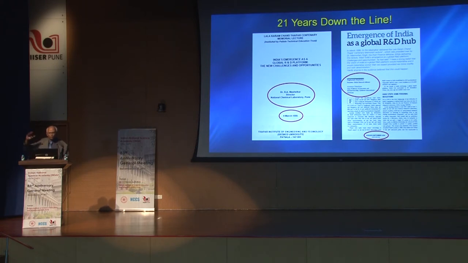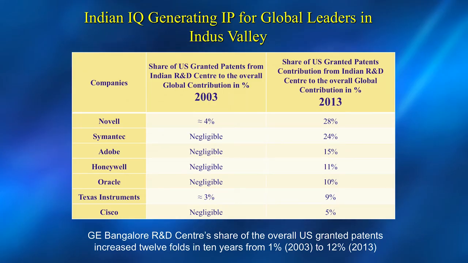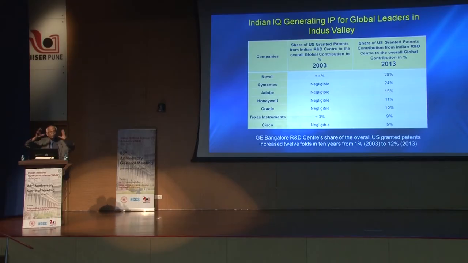There are 1,115 R&D centers here, some employing even 20,000. 360,000 scientists, engineers, and technologists are working here. Creating what? You can see here the number of US patents that are created, how they have increased. Novell 28%, Symantec 24%, GE has moved from 1% to 12%. So a significant part of that intellectual property is getting generated in India by whom? By Indian minds. But working where? In multinational companies. Okay, that is actually the challenge that we have. How do we make these young people not sit in those centers but work for India's problem?